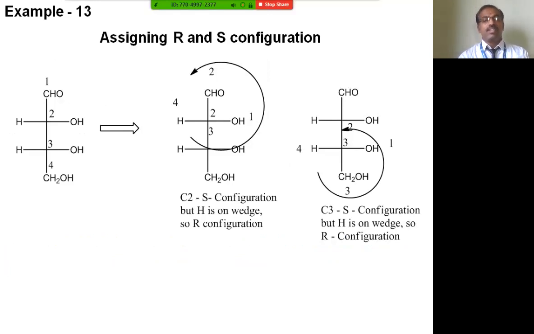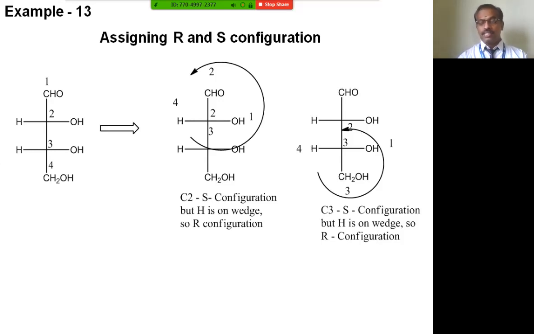Now we will take this example. 1, 2, 3, 4. I highlighted now. First carbon is the aldehyde, then second, 3 and 4. I want to calculate the R and S configuration for C2 and C3, carbon 2 and carbon 3. Look here: the OH group takes position 1, the aldehyde second, then followed by CHOH 3, and that is an anti-clockwise direction. So S configuration, but hydrogen is on the wedge, so R configuration.